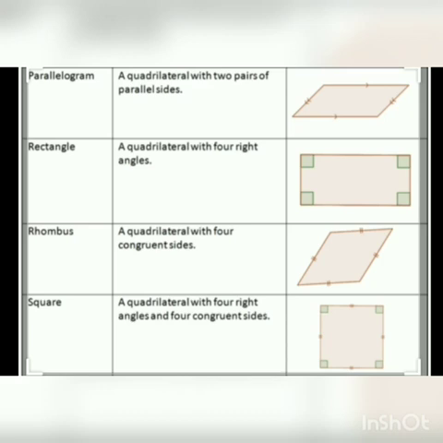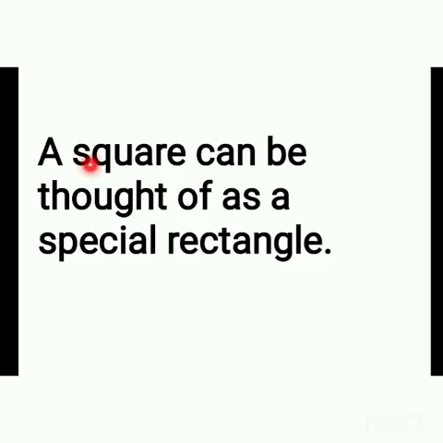So we can solve some problems now. A square can be thought of as a special rectangle. Can we say a square is a special rectangle? So when you get such a question, first think of the properties of a square, then think of the properties of a rectangle. What is a square? A square is a quadrilateral with all sides equal and all angles 90 degree. So what is a rectangle? Opposite sides should be equal and then what? All angles should be 90 degree.